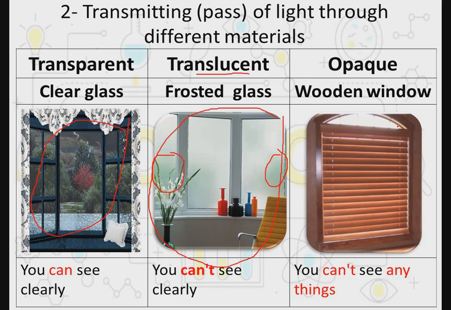What about the third one? It's made of wood, so you can't see anything behind it. This type is called opaque materials.